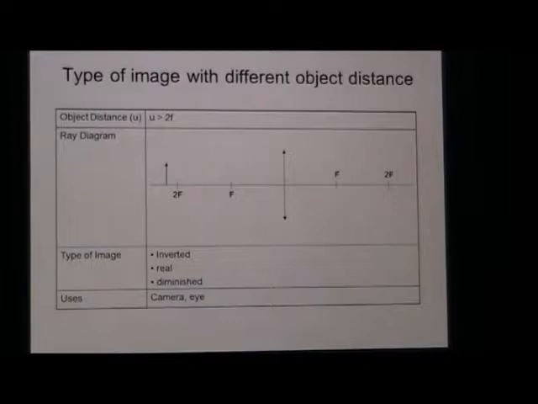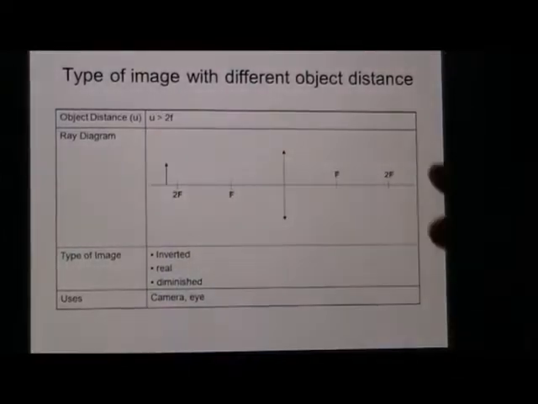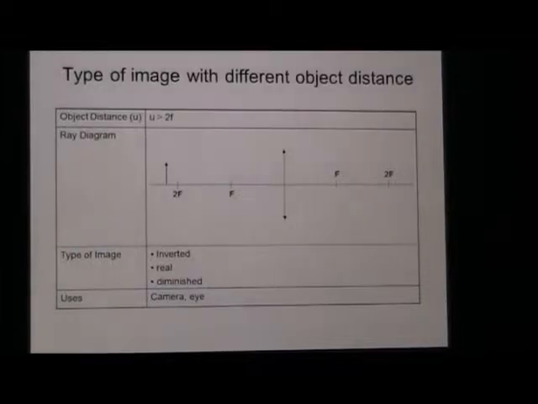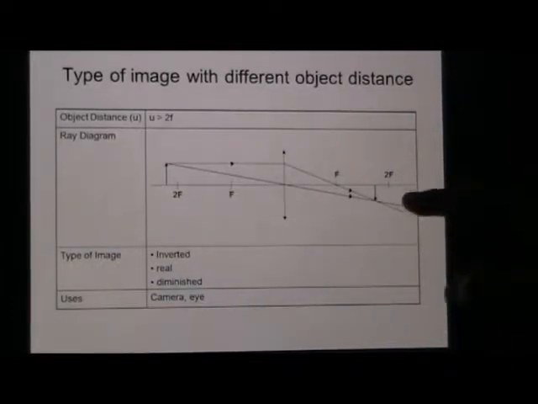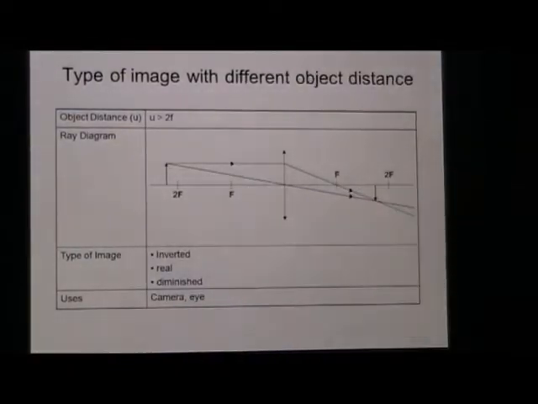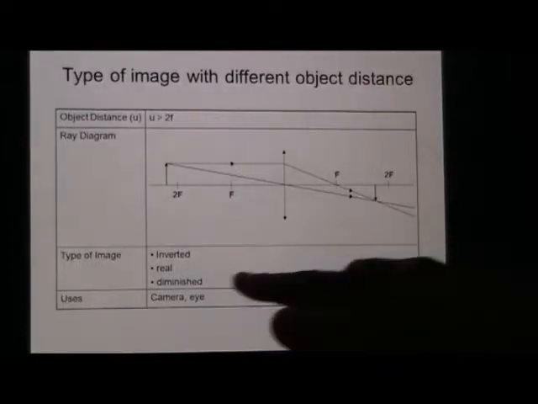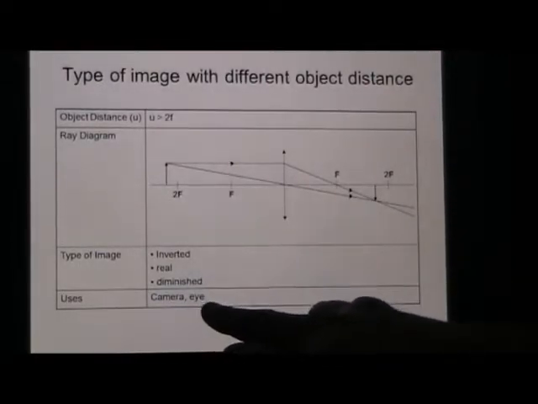Okay, now we move on to moving the object nearer to the lens at a distance that is slightly more than 2f. From a distance that is more than 2f onwards, we can go back to the usual way that we draw the ray diagram. That means it's the three ray method. The first ray will be horizontal, then it will bend and cut the focal point, and the next ray is going to cut through the center of the lens. So the intersection point will be where the image is. As you can see, the image is inverted, and since it's formed on the opposite side of the object, it is real, and it's diminished as it's smaller than the object. And the use for it will be a camera or our eye.